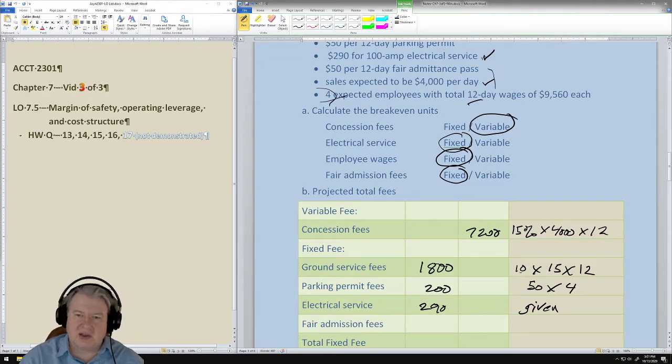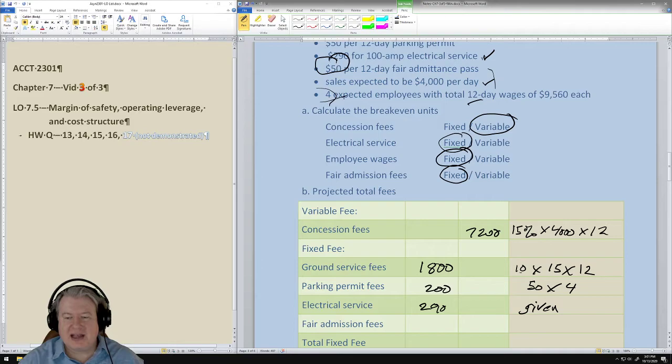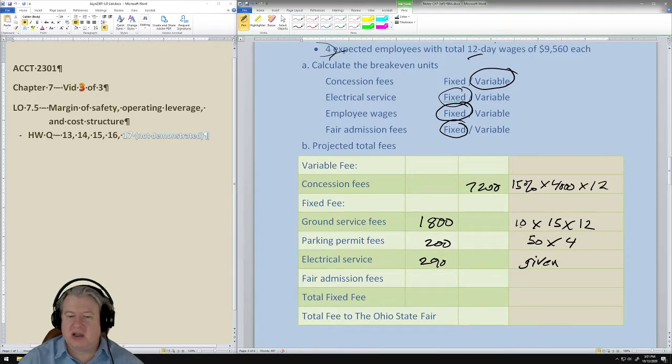And the last one is this fair admission fee. Once again, $50 here for the fair pass. Now, I don't have it listed here, but in the text, I think it actually says if we're renting a stand, we get one pass free. So even though we have 4 employees, one of those is free. So I would say it's 3 times 50, and there's one that's free.